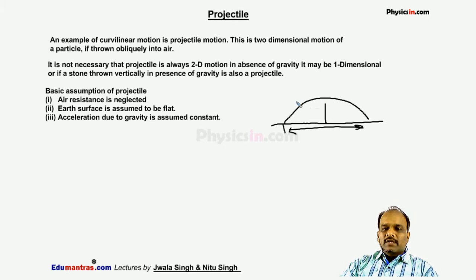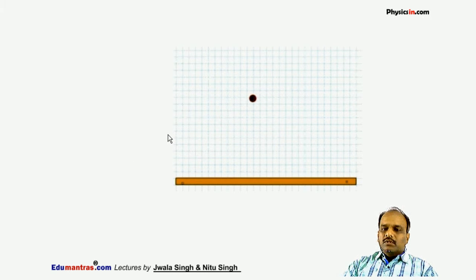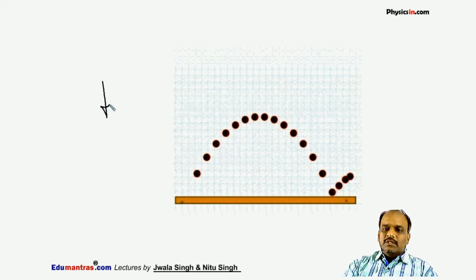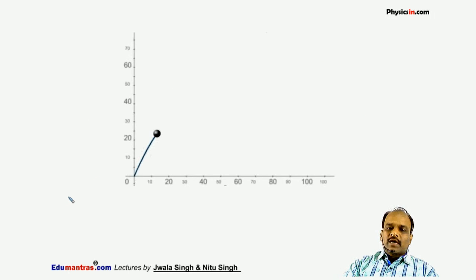When we throw a particle at some angle, see the motion of this particle, this ball. When we throw this ball, in presence of gravity, g is acting downward. In presence of this gravity, this ball moves in a curved path when it is thrown at some angle. See the path of this ball. If we increase the angle of projection, it will move like this. This is a parabola path.